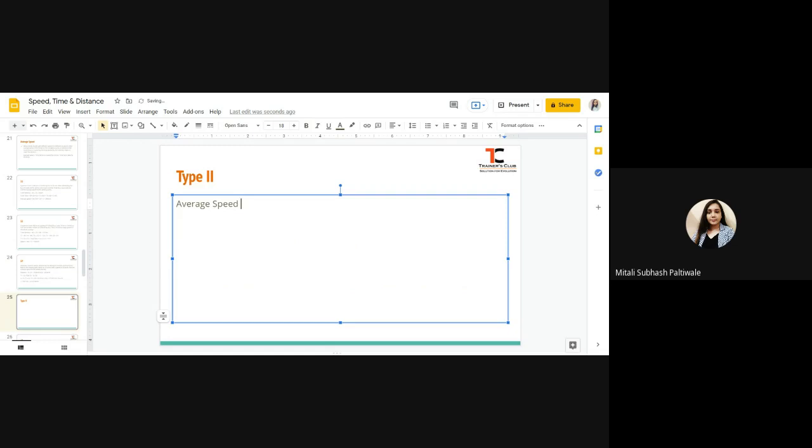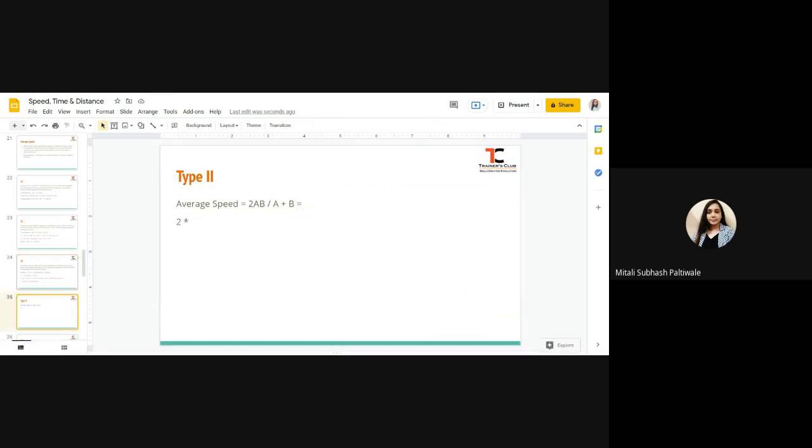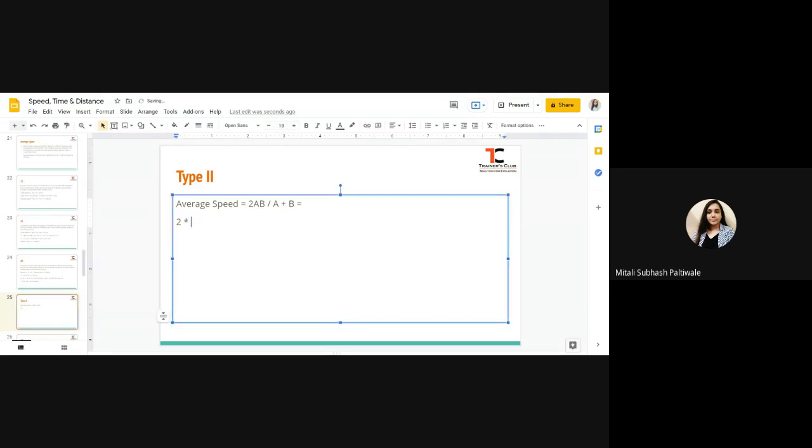Average speed is equal to, because average speed we have to find, so it will become 2 into AB by A plus B. Now what is this A and B? A is the speed of one object and B is the speed of another object. Okay, so if at all we'll be going this way as well, so 2 into the first speed, there was 35 and the second speed there was 25. Okay. 35 into 25 and divided by 35 plus 25, which is again nothing but 29.167 kilometer per hour. Okay. So this is the another way of solving.